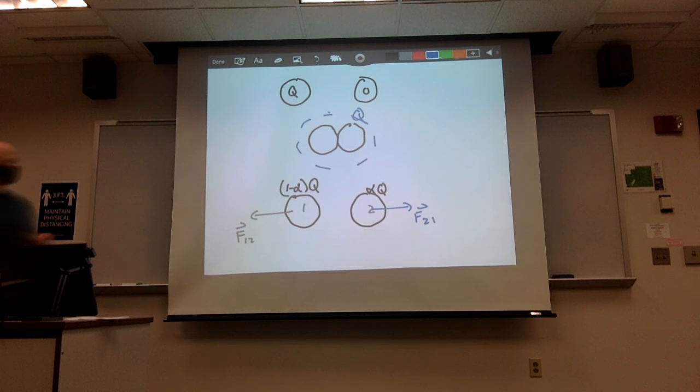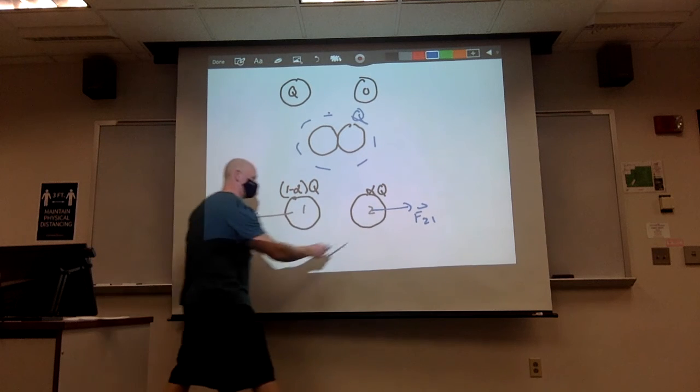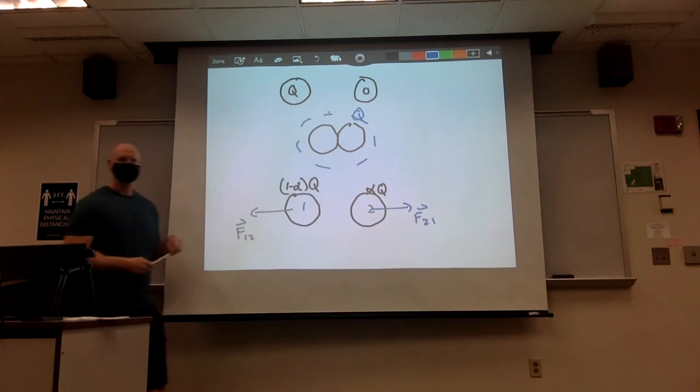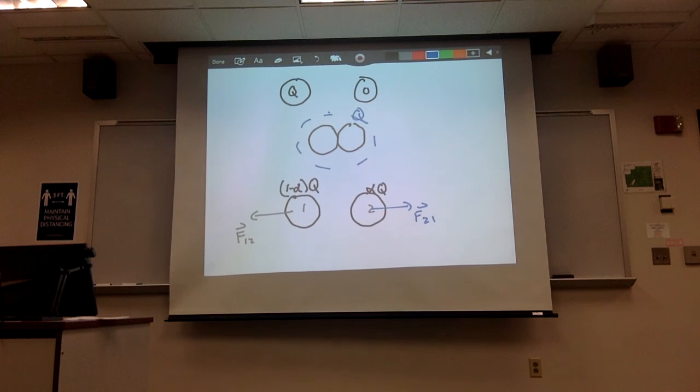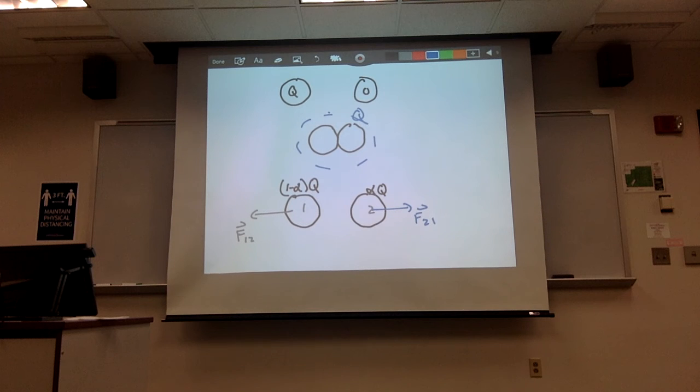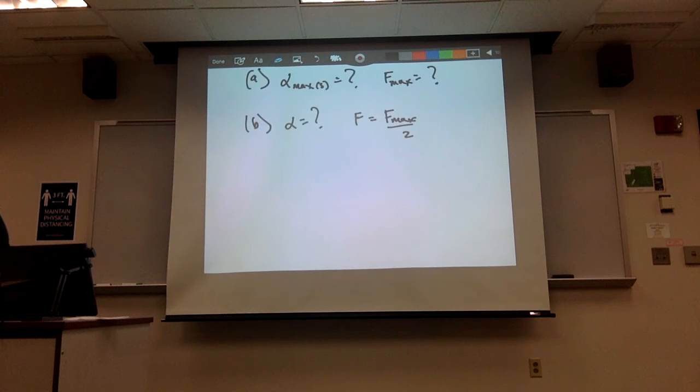So what I want to do then is maximize this or maximize this with respect to alpha. But again, whichever one I choose, it doesn't matter, because the size of the forces are going to be the same. So let's go ahead and do that. Which one do you want to work with? F12 or F21? F21, great. So let's look at F21 first.